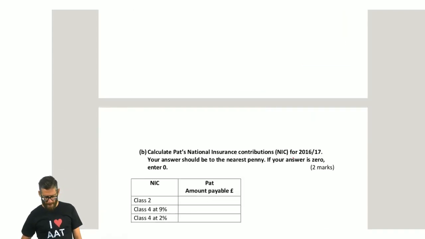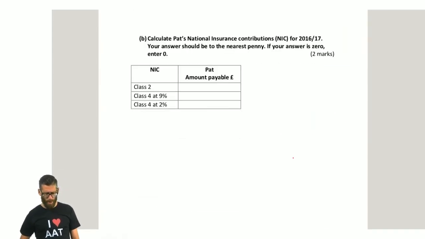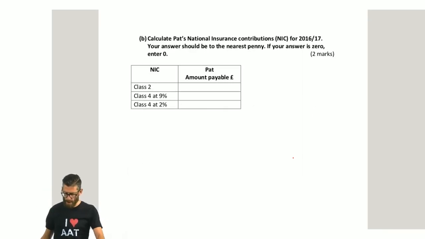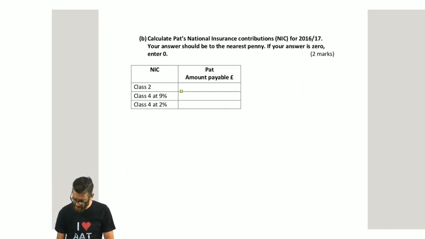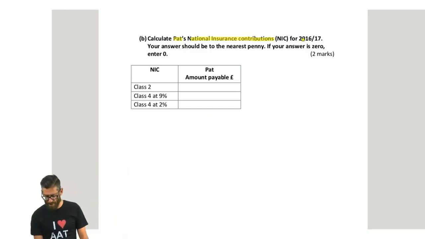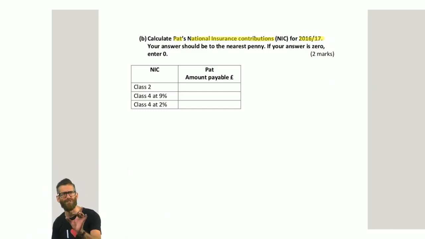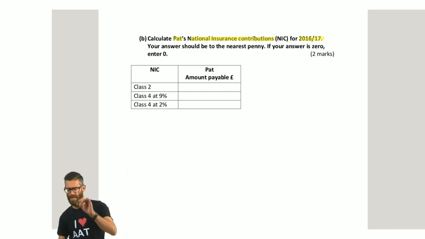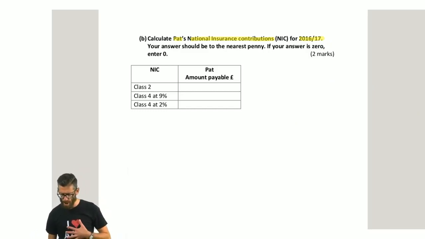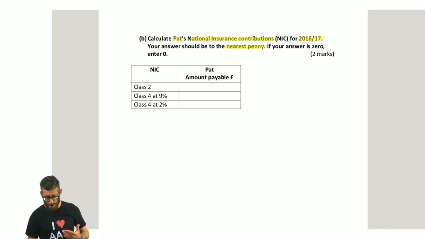Now there is a part B here, and we're talking about poor old Pat. You're asked to calculate Pat's national insurance contributions for the financial year based upon the figures that we calculated above for his salary share. Your answer should be to the nearest penny, so 2 decimal places. If your answer is 0, enter 0.